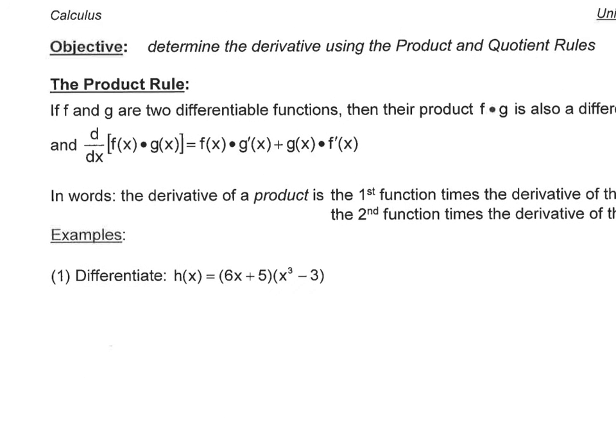So, product rule, it's fairly basic. Once you identify the product rule applies, it's the first function multiplied by the derivative of the second function plus the second function multiplied by the derivative of the first. Now the question would be, how do we know when the product rule applies?